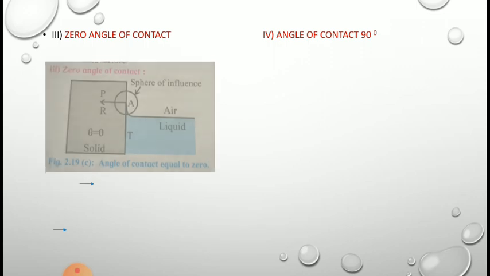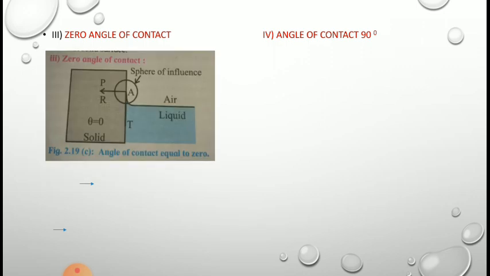The third case is if we consider zero angle of contact, and the fourth case is angle of contact 90 degrees. We consider these diagrams. First, in figure 2.19c, the angle of contact between a liquid, for example highly pure water, which completely wets a solid, for example a clean glass surface. The angle of contact in this case is almost zero.